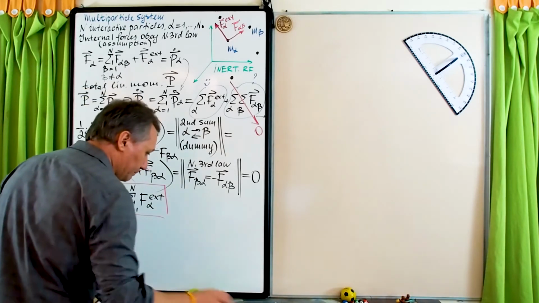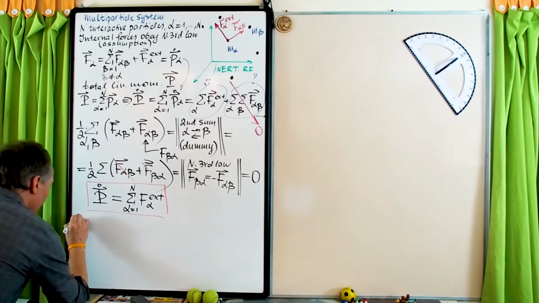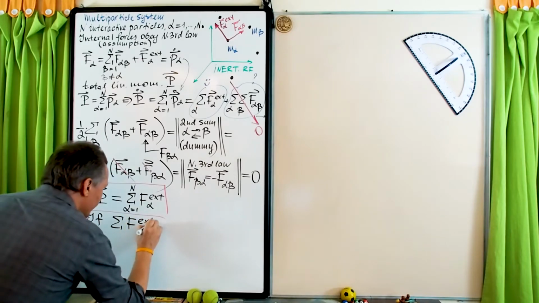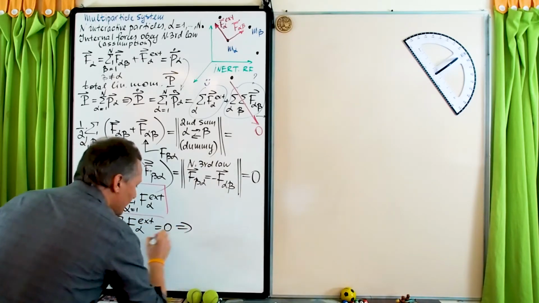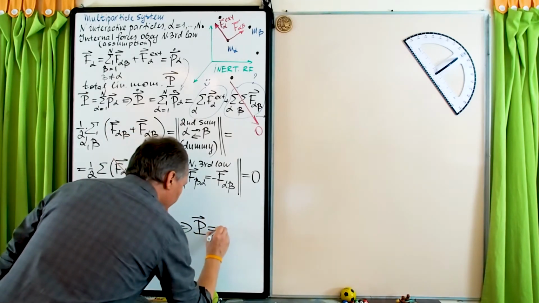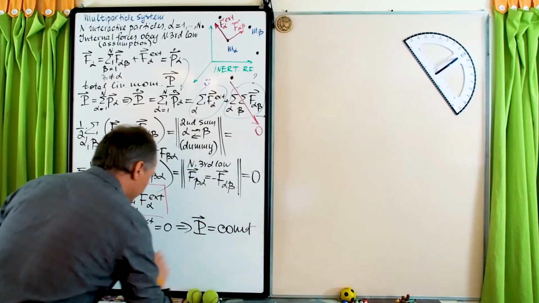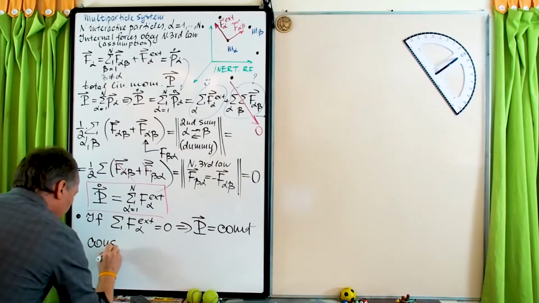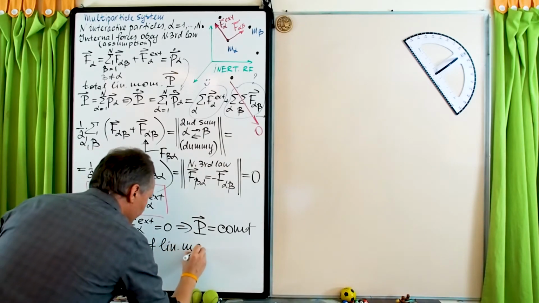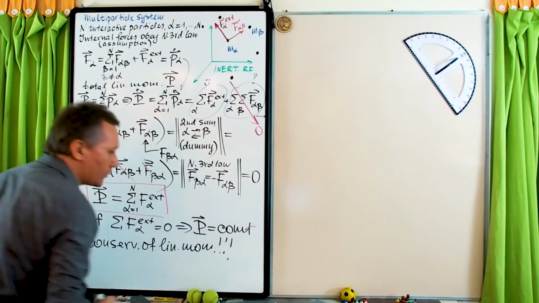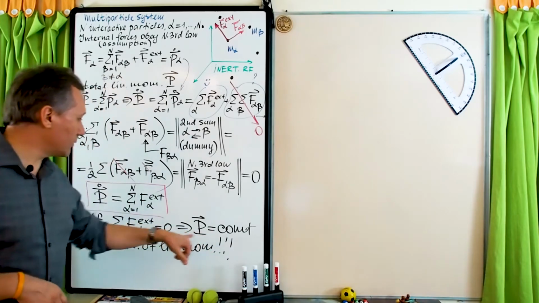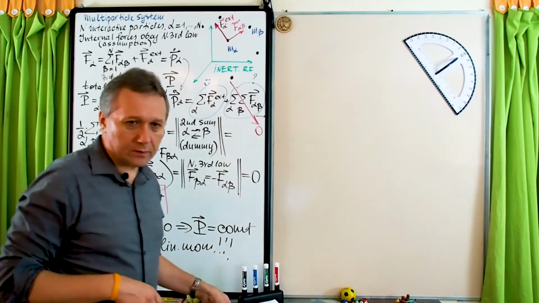Okay, important conclusion. Let me put a new bullet. If net external force equals 0, then linear momentum is conserved. Conservation of linear momentum. Very important conclusion, of course. And of course, guys, never forget that it's a consequence of the fact that the net external force equals 0.